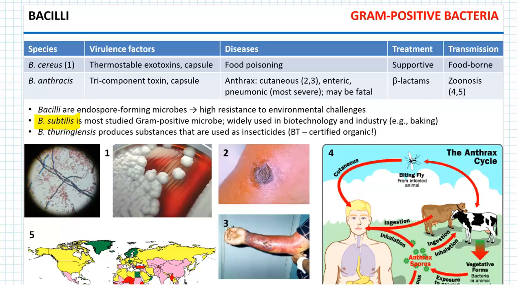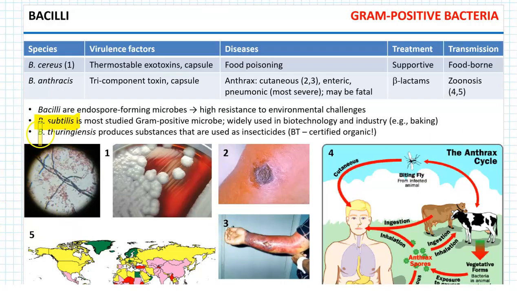Among all gram-positives, it is the most studied gram-positive microorganism. It's not an easy question, but maybe you can guess. What is the most studied gram-negative microorganism? You 100% know the name. If we say bacteria, what is the first name that comes to mind? E. coli. There you go. The most studied gram-negative bacteria, E. coli. Okay.